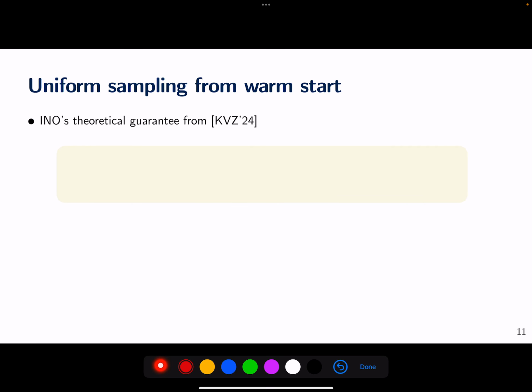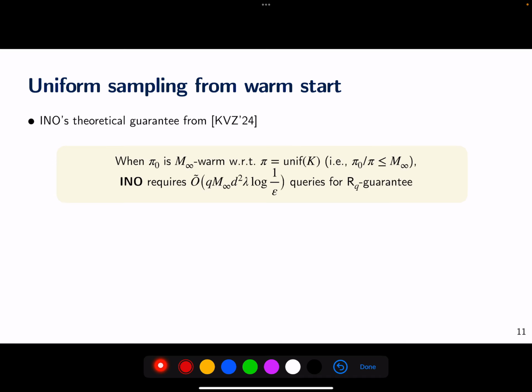Okay, so let me recall some theoretical guarantees for In-and-Out that were established in earlier work. So when phi 0, the initial distribution, is M infinity-warm with respect to phi, which means the pointwise ratio between this initial distribution phi 0 and target phi is bounded by M infinity, then In-and-Out requires this many queries for a Rényi-q guarantee. This means that your final sample is epsilon close to your target phi in Rényi-q divergence.